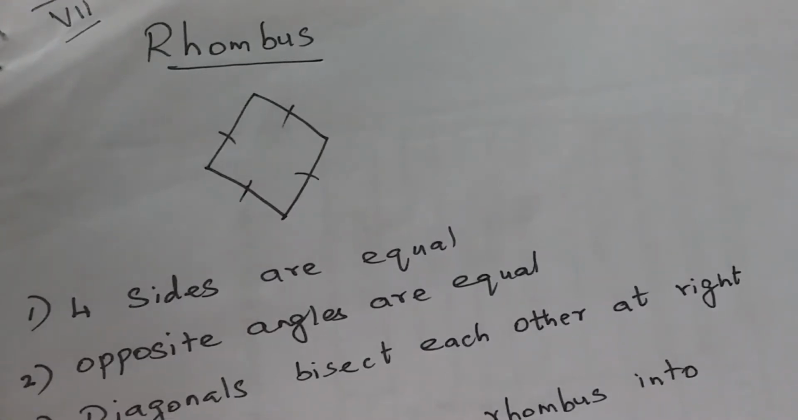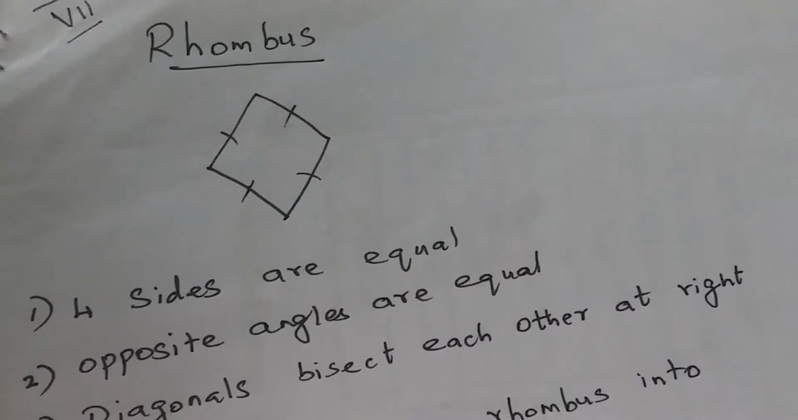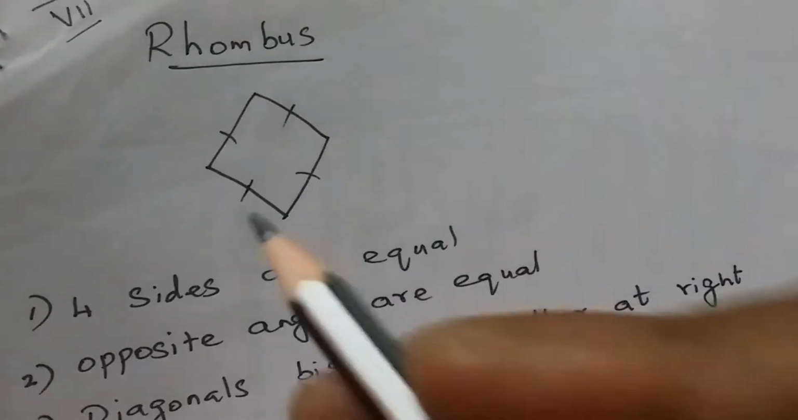In this video, we are going to see class 7, chapter 2 measurements, in which in the previous video we have seen about parallelogram. Now we'll see about rhombus. Now first of all, what is rhombus? It is a special type of quadrilateral. We all know that quadrilateral is a four-sided closed figure.